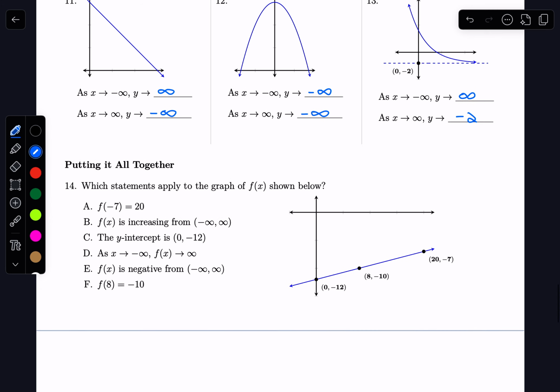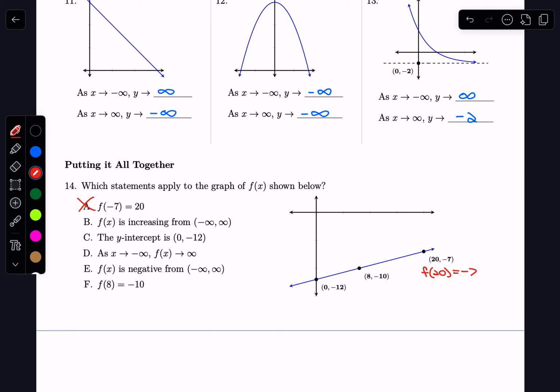All right, so now putting this all together, we just want to find out which of these are true for the graph that's shown below. Part A says f of -7 equals 20. Well, if we look at this graph, it seems like it's referring to this point over here, which has 20 and -7. But that point actually says that f of 20 equals -7, which is the opposite of what part A is saying. So we're going to say A is wrong.